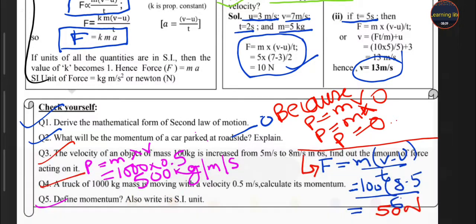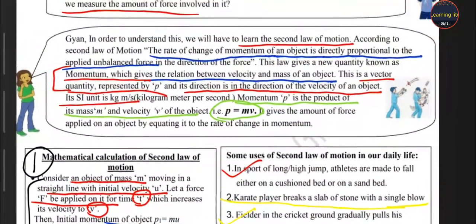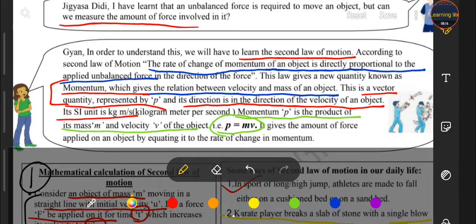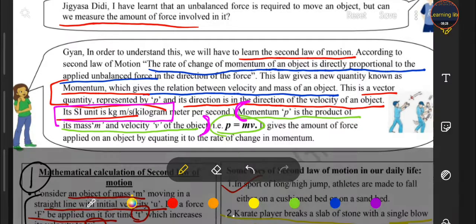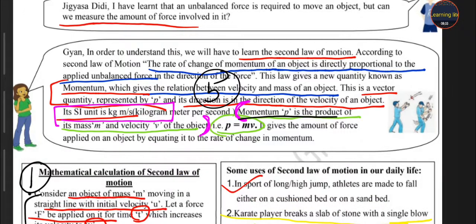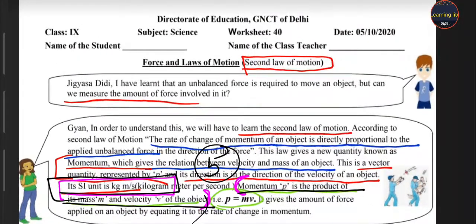Last one, define momentum and also write its SI unit. The definition of momentum has been given to you, student. This is your answer of the fifth question, and the SI unit is this. So this is your fifth answer. You have to write the momentum definition and its SI unit. I think this worksheet is clear to you.